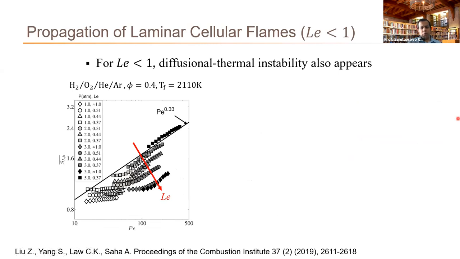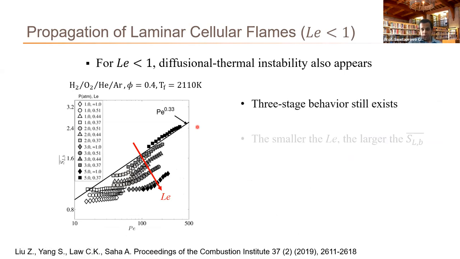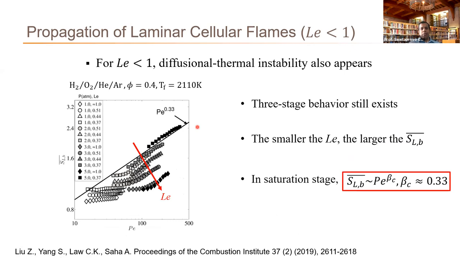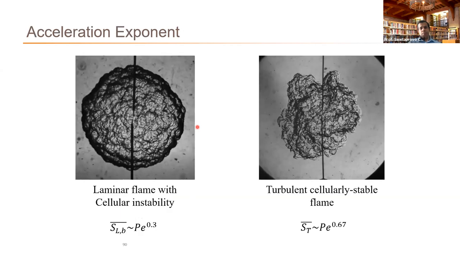Okay. So of course, if you have Lewis number less than one, your diffusion thermal instability also appears. And the three-stage behavior also exists. At a smaller Lewis number, you have got larger average flame propagation rate. And in the saturation stage, your beta C is about 0.33, which is not too different from the beta C equal to 0.3 that we obtained. So for different Lewis numbers, your average flame speed is different, but the scaling exponents are not too different. That is the message here.